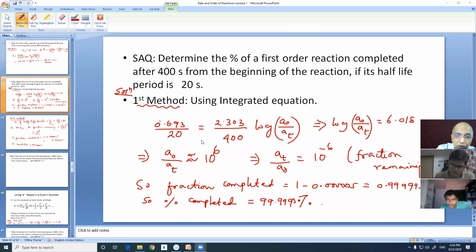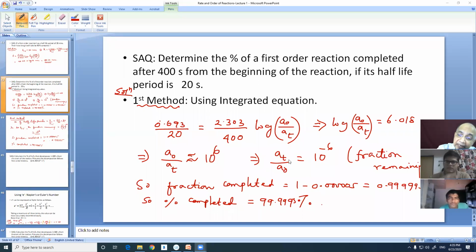Now, what it is asking is A0 by AT. If gone means, it is asking AT by A0. No, sorry. It is the remaining. The fraction remaining is AT by A0, and 1 minus that will be the fraction gone.